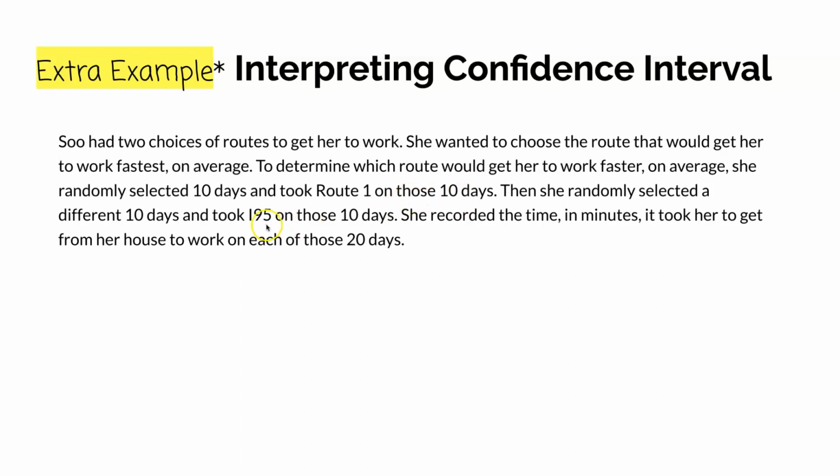They're both horrible, especially on Fridays. But say that she recorded the time in minutes it took her to get from her house to work on each of those 20 days. Both are random, so some days are Friday, some days are Monday, but because they're random, it's going to take care of those types of differences, right?